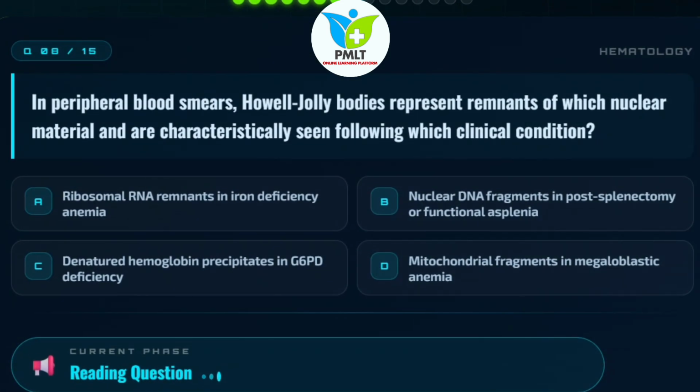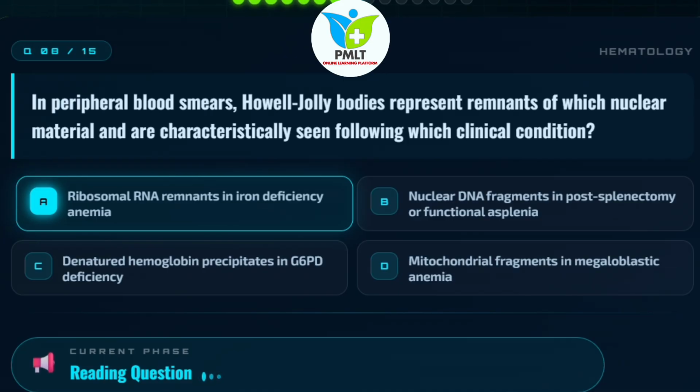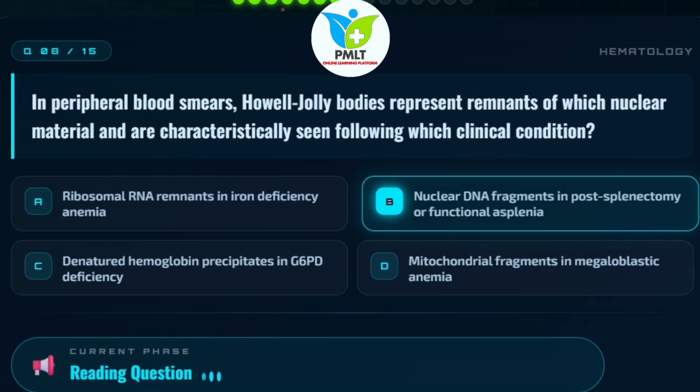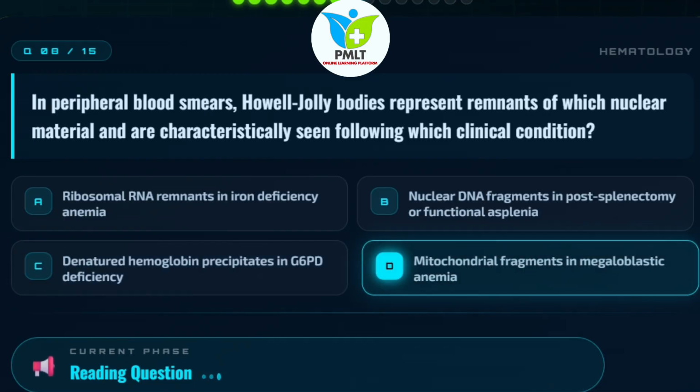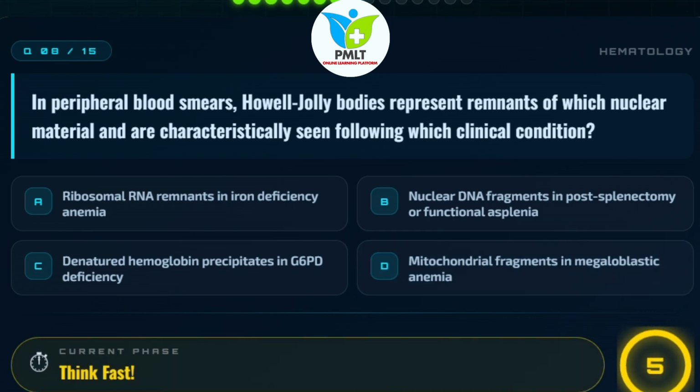In peripheral blood smears, Howell-Jolly bodies represent remnants of which nuclear material and are characteristically seen following which clinical condition? A. Ribosomal RNA remnants in iron deficiency anemia. B. Nuclear DNA fragments in post-splenectomy or functional asplenia. C. Denatured hemoglobin precipitates in G6PD deficiency. D. Mitochondrial fragments in megaloblastic anemia. Timer starting.